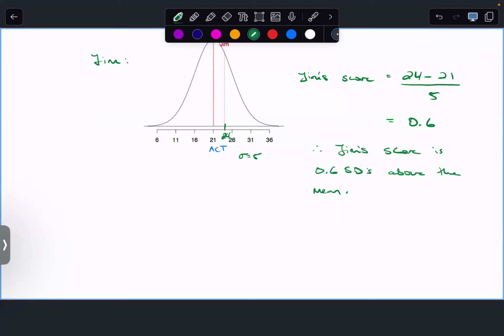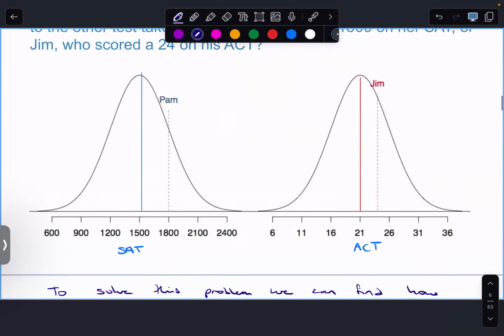Would you rather be 1 standard deviation above the mean or 0.6 standard deviations above the mean? Probably 1, because it's a better score in comparison. And so therefore, Pam's score, what was the question?